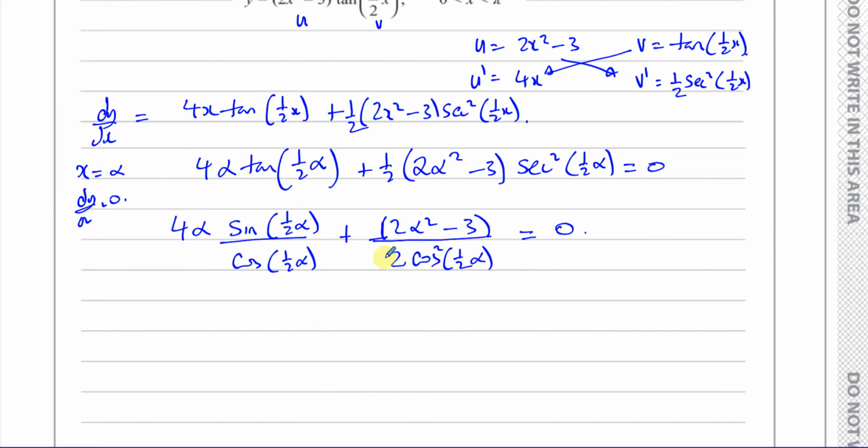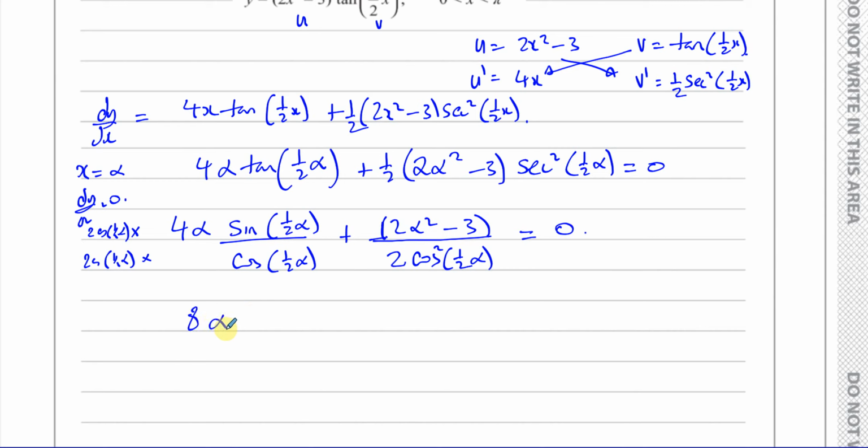What I can do is make these into equivalent fractions. If I make these into equivalent fractions, I can add these two together. So I can make this denominator into 2 cosine squared of half alpha if I multiply both the top and bottom of this by 2 cosine of a half alpha. If I multiply both top and bottom by that, I'll end up with something like that.